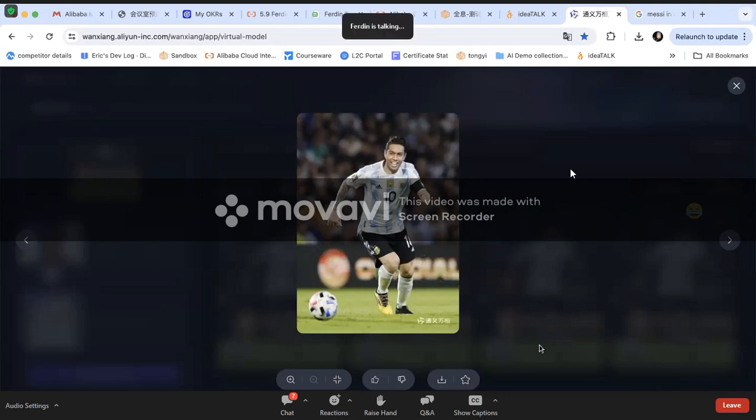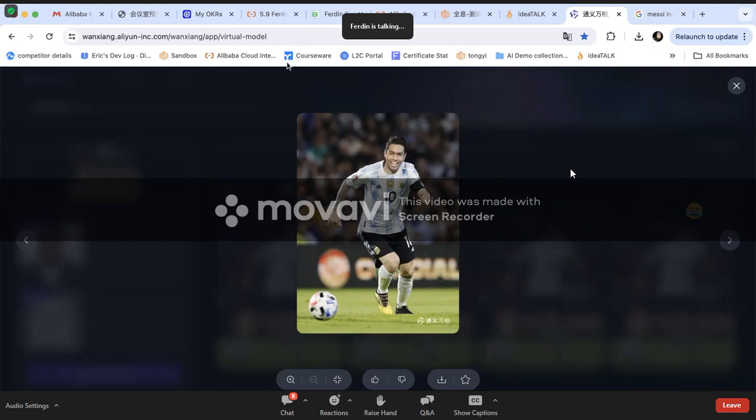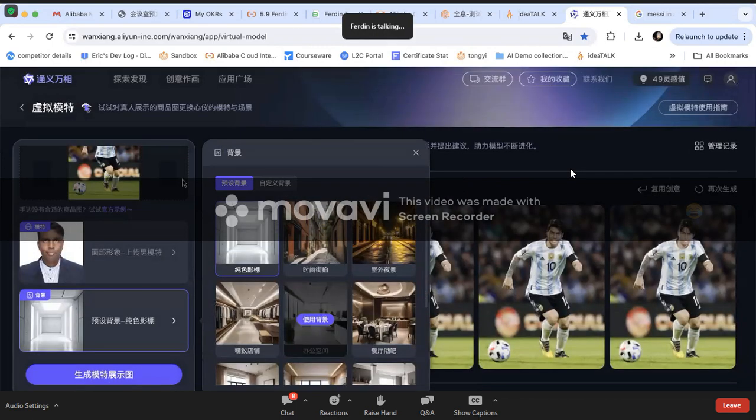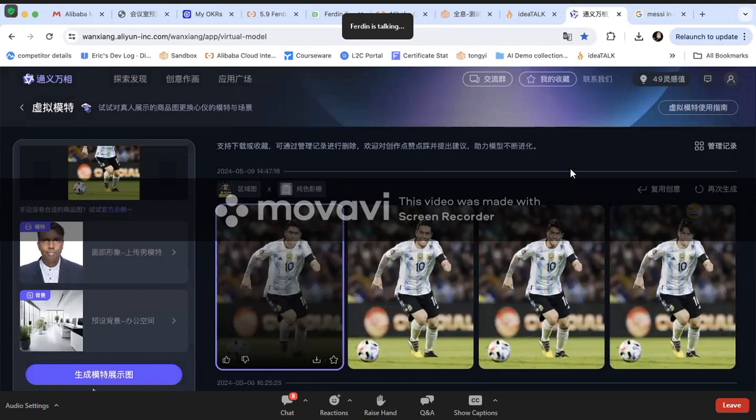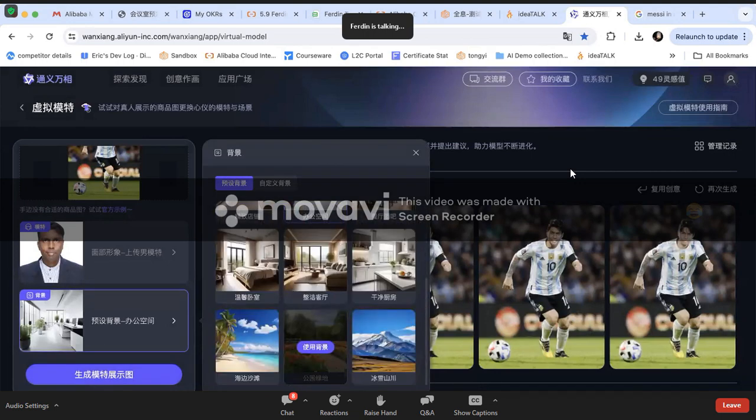So yeah, this is how you can do it. You can even change the background also. For the background, I just use the same thing, and then I choose the background, and I choose this one. I will choose, let's play on a beach.